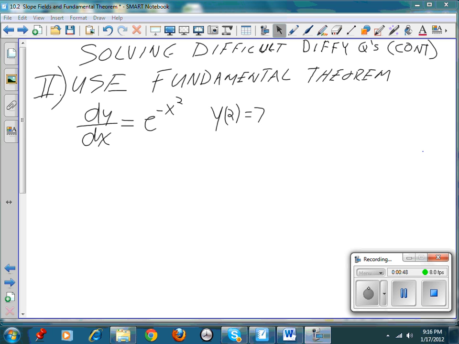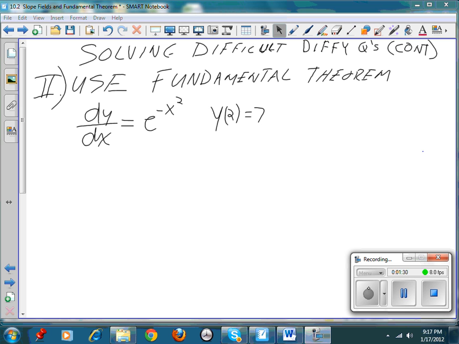Here we're back to solving difficult Diffy Q's, continued. Remember the last thing we looked at? First of all, I showed you how to solve separable differential equations, how to come up with an algebraic solution. But then I showed you a problem last time where you couldn't find an algebraic solution. You couldn't separate it. So we drew little tangent lines in an XY field, and then we carefully drew a solution curve through that field of slopes. We used the little tangents as little guideposts to draw our solution curve through.